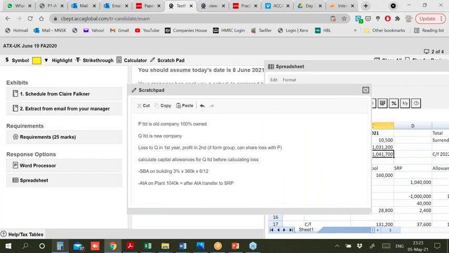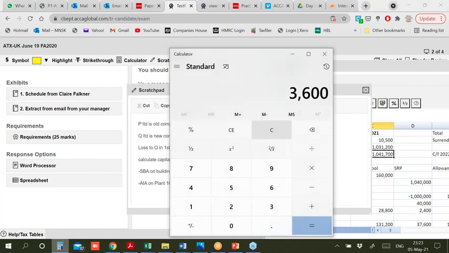So the figure is 360,000. So 360,000 times 6 divided by 12, 180,000. First year will take the 3% of this amount. That is 5,400. So first year will take 5,400. However, in the next year, as the building is in use for the complete tax year, I will not time apportion. Rather, I will take complete 3% of 360,000. So 360,000 times 3% in the next year, that is 10,800. So Fawad, have I answered your question?